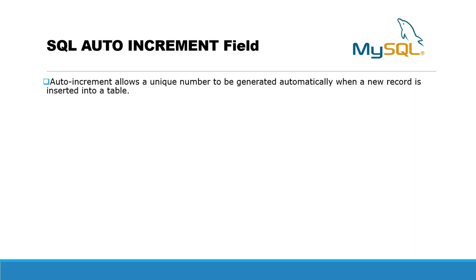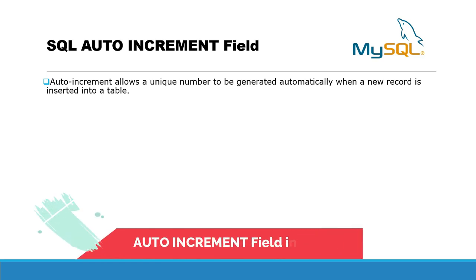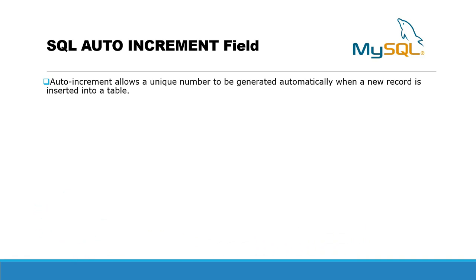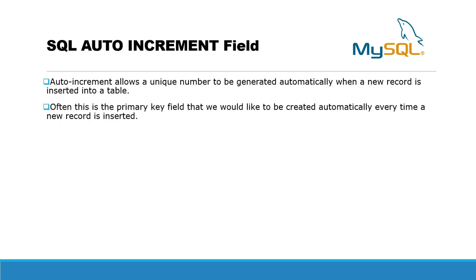Auto increment allows a unique number to be generated automatically when a new record is inserted into a table. So whenever you want some unique number to be generated automatically, you don't want to provide an explicit value for that while using the insert command. It is mainly used for primary key generation. Sometimes we want the primary key to be generated automatically, and in that case, we can use this feature.